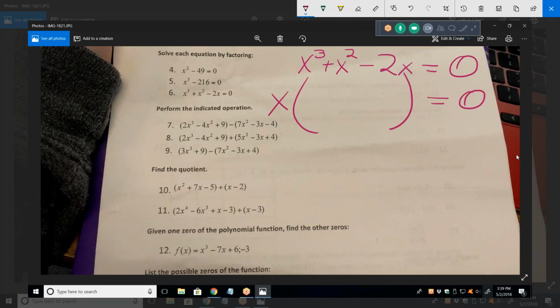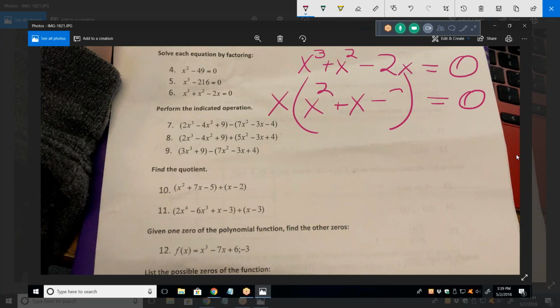So when you divide every term by x, what do you get inside the parentheses? When you factor out a greatest common factor, what you are doing is dividing every single term by that. So what is x cubed divided by x? X squared. What is x squared divided by x? X. What is minus 2x divided by x? Just minus 2.